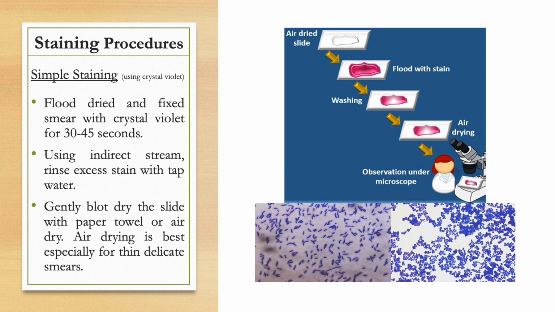Alright, to do this, you simply need to flood your dried and fixed smear with crystal violet for about 30 to 45 seconds or whatever time that you have established, and then using an indirect stream, rinse the excess stain with tap water. Right? And then you can gently dry the slide either by blot drying it with a paper towel or by air drying. However, we recommend that you air dry your slides because this prevents you from touching the smear and possibly disrupting it. So it's better to just leave it at room temperature to air dry.